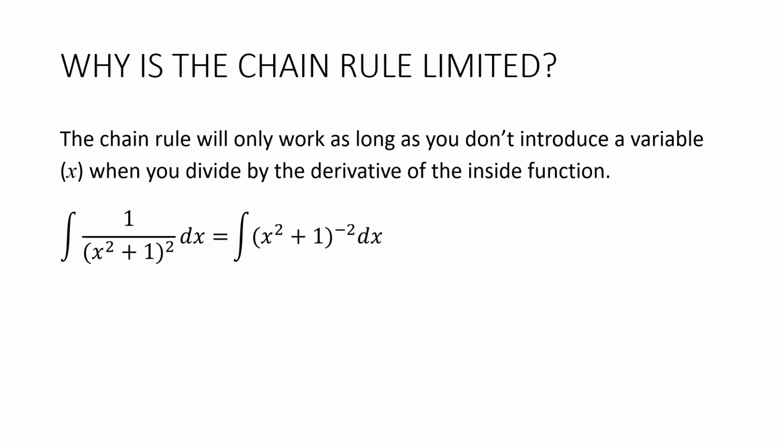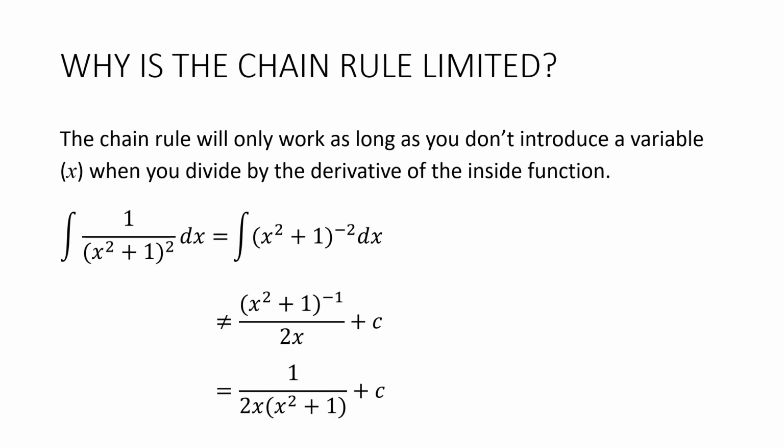The integral of 1 over (x squared plus 1) all squared dx is equal to the integral of (x squared plus 1) all to the power of negative 2 dx. So if we go to do the reverse chain rule here, we're going to raise this power by 1, so it'll become negative 1, divide by negative 1, divide by the derivative of this inside function, which is 2x. You can see I've got a not equal to sign here. And tidying that up, it is equal to this. The reason it doesn't work is because if you differentiate this, you are not going to get back to here. I'm going to leave that for you as an exercise to prove that it doesn't work.